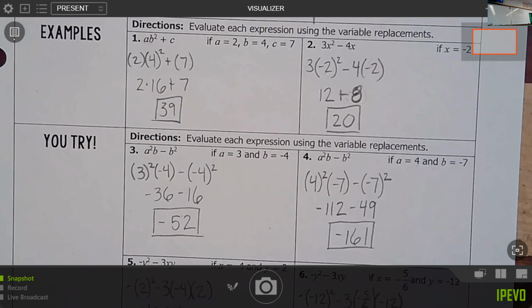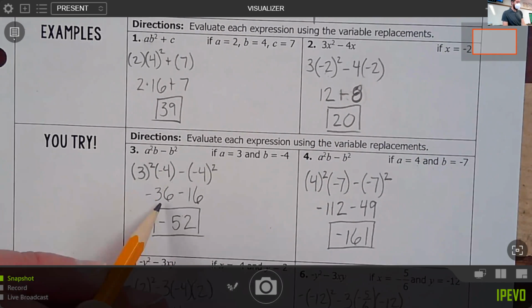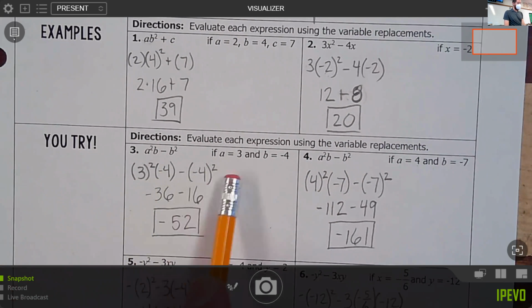So your first step when you plug in, make sure that it looks like 3 in parentheses squared and then times in parentheses -4 minus, and then in parentheses again, -4 squared. So the first stuff over here on the left, 3 squared is 9. 9 times -4 is -36. That's where that comes from there. -4 squared is -4 times -4, which is 16, but we still have the minus in between there.